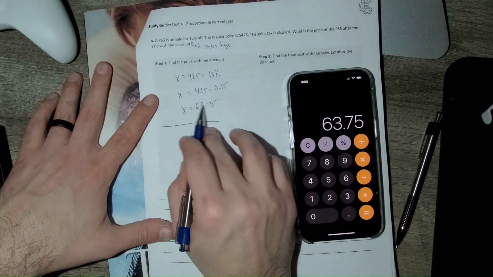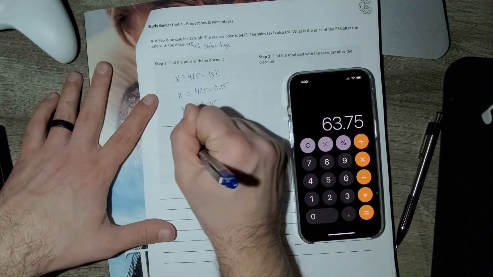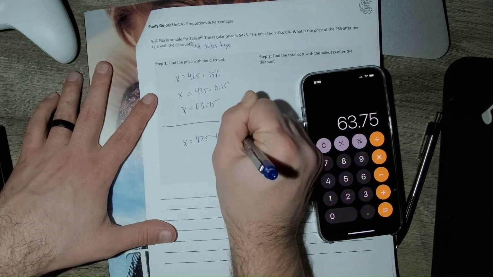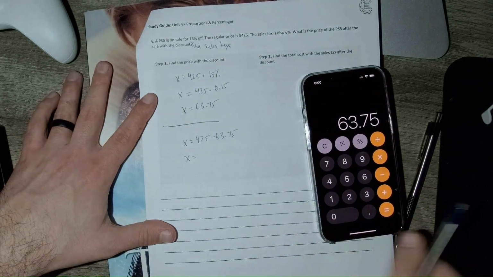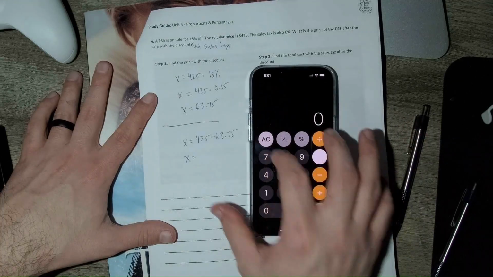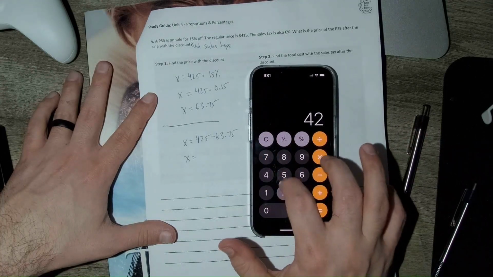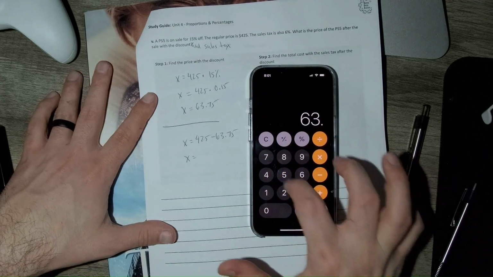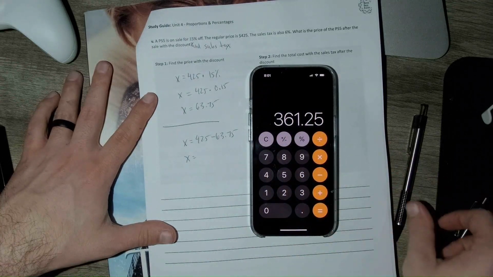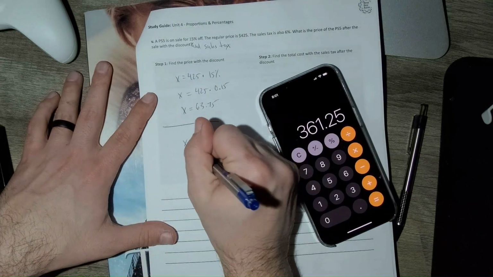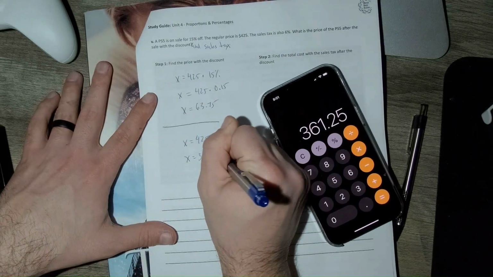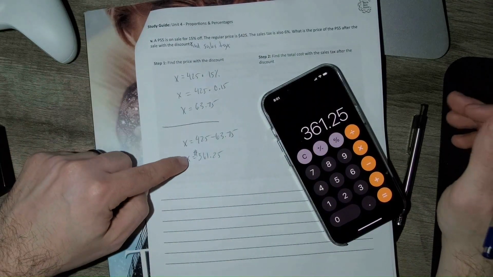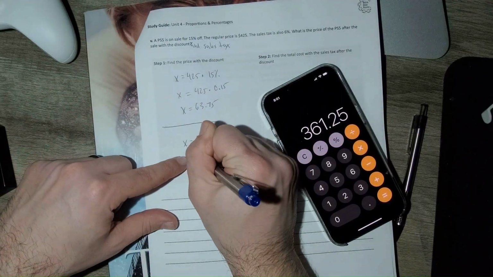But this is a percent decrease. So what we want to do is subtract that from here. So x is equal to 425 minus $63.75. And we end up getting that the price after the discount, so the PS5 costs $425, subtract the discount, we end up getting $361.25. But now, right, we're buying it for that, and so now we need to do the sales tax.